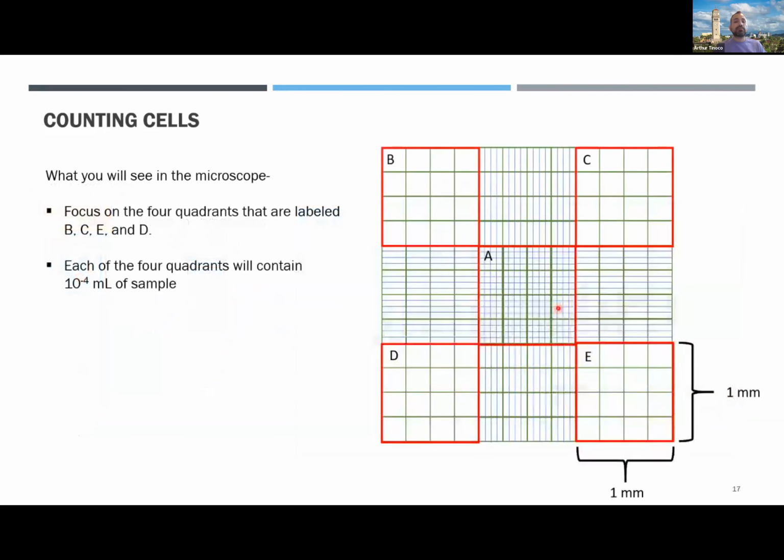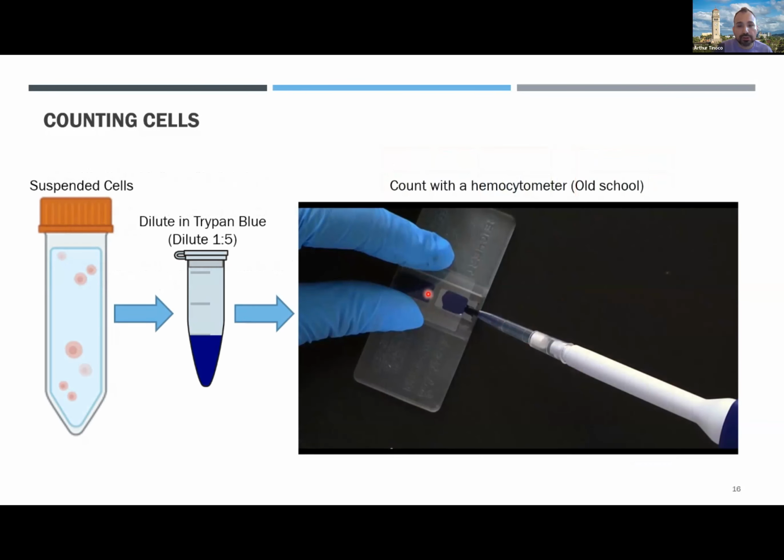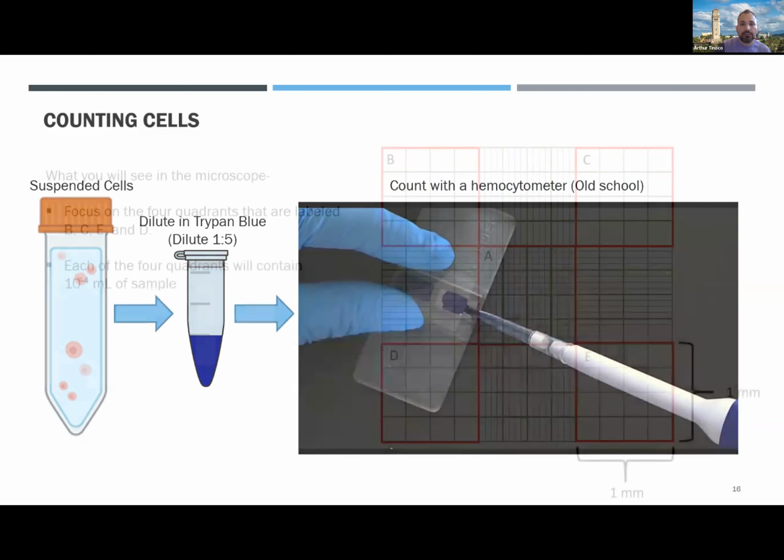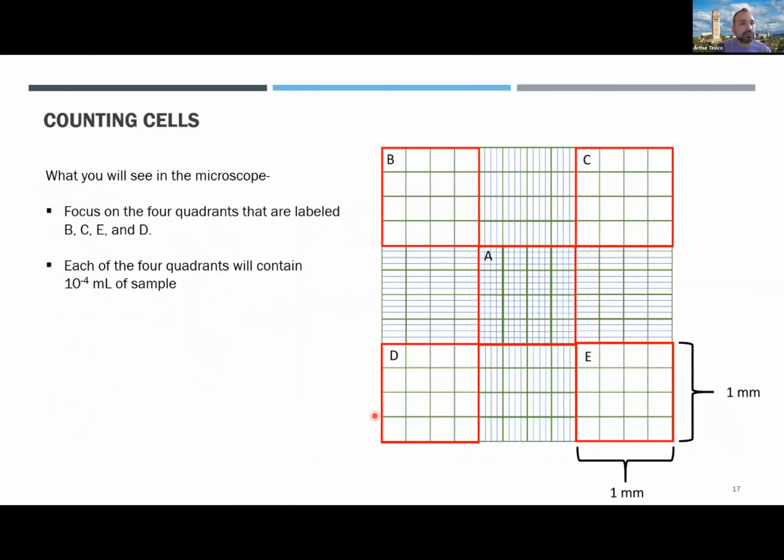So you're going to see something like this. When you look at the chambers, literally, you have a chamber here and a chamber here. You're going to look at these under the microscope, okay? And it's going to look like this. Literally, it's going to look like this.